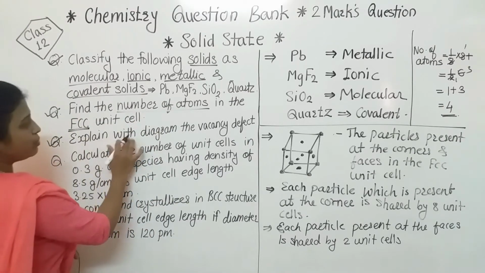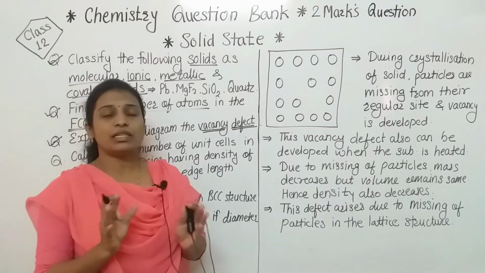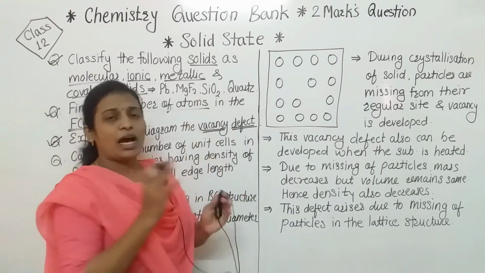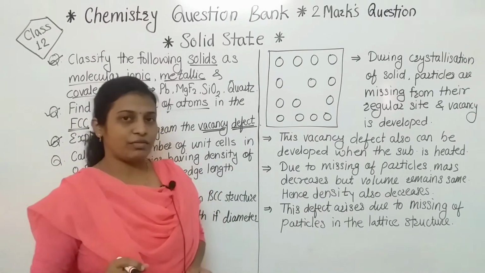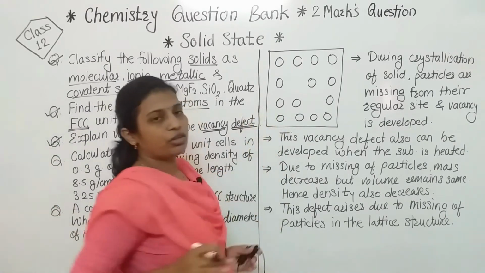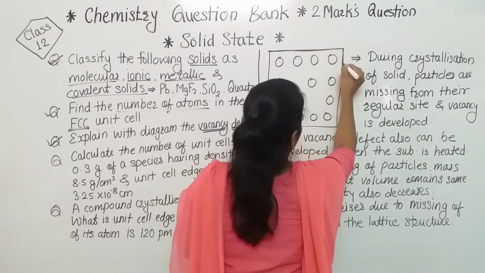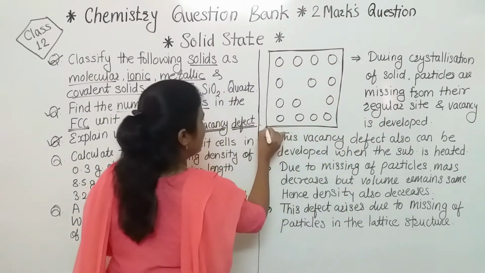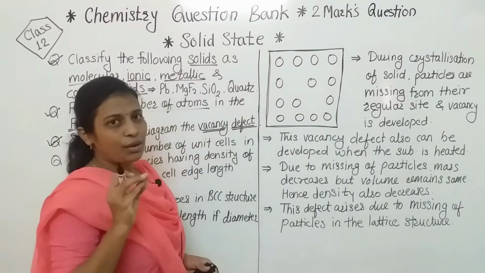Next one, explain with diagram the vacancy defect. Now see, if we consider that vacancy defect, here answer is written, but you should know which points we have to write, that I will tell you. See, firstly we have to draw the diagram. In that diagram, this square, or whatever we have drawn, is the solid, and in that circles are nothing but the particles.